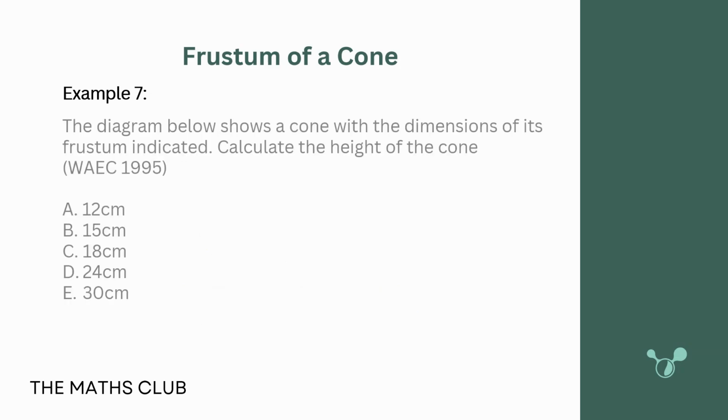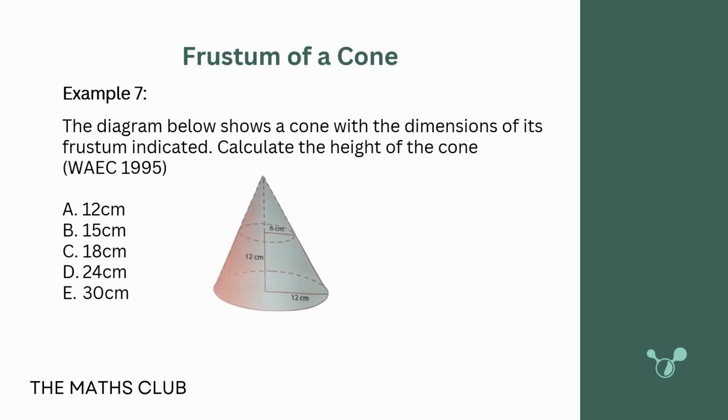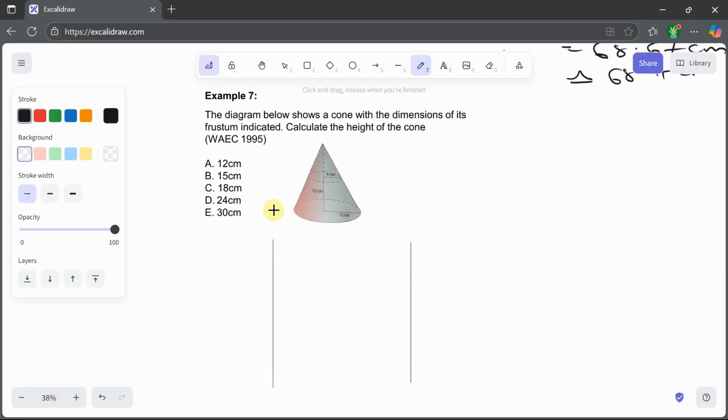Example 7 says that the diagram below shows a cone with the dimensions of its frustum indicated. Calculate the height of the cone. This is from 1995. Let's solve this together. So basically, you can see this top portion here will have been removed. That's the first thing I need to know about frustum. So if I blow the image up, let me try and reproduce the image. Right, so we have this part blown off.